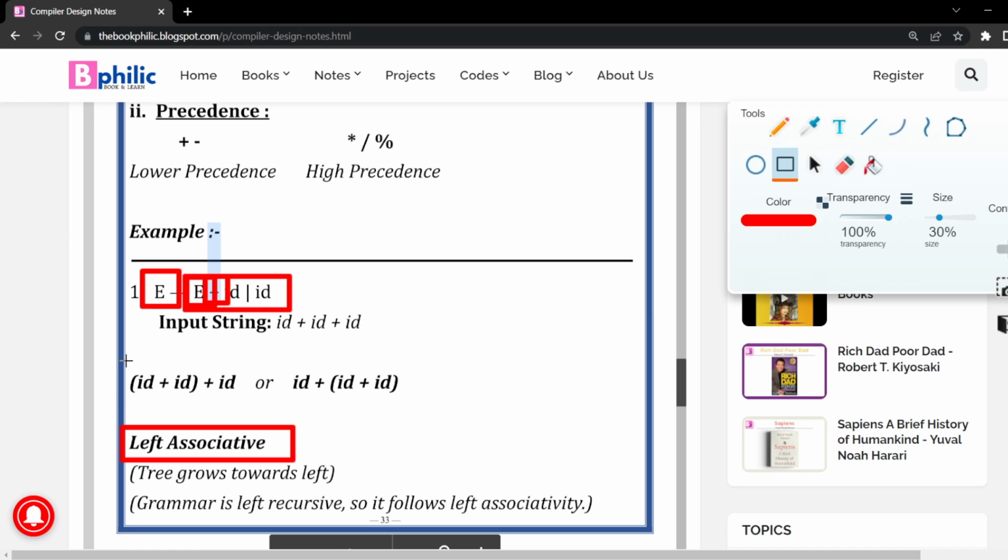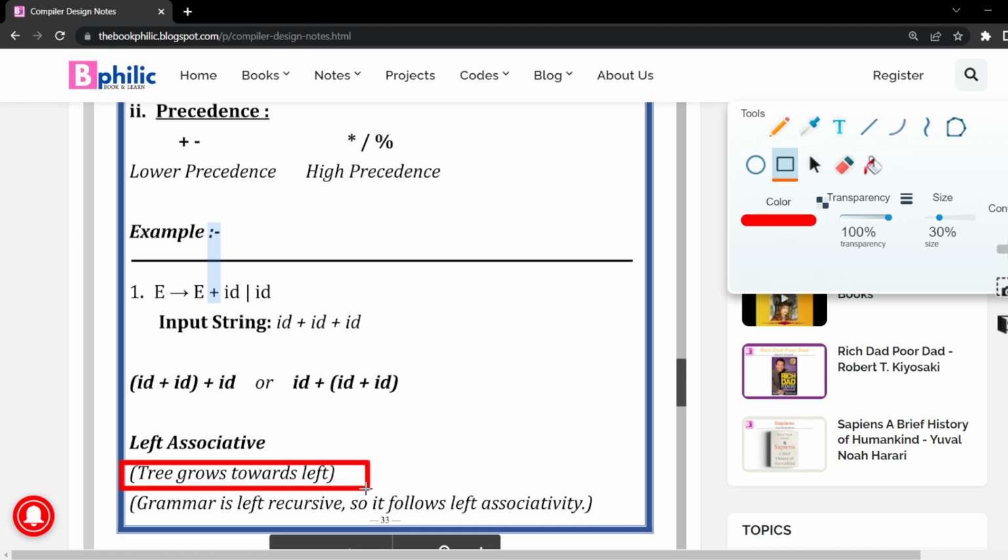So left recursive grammar always follows left associativity, and hence there is a plus symbol also there. So we have to check whether this ID plus ID plus ID is correct or this ID plus ID plus ID is correct. If you have understood it till now, you may comment in the comment box whether this one is correct or this one is correct. Now we are going to discuss which one is correct. So we have to take care of that.